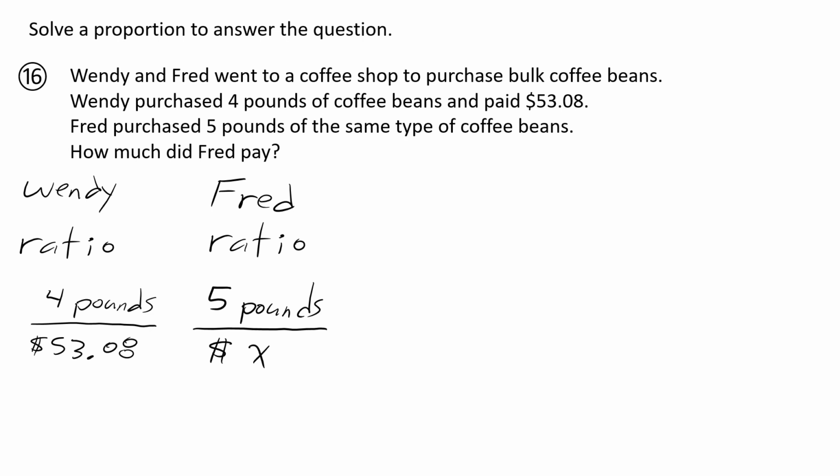You can choose what you want to do. If you want to put pounds over dollars, put pounds over dollars. You want to put dollars over pounds, put dollars over pounds. But you have to be consistent, right? However you set up Wendy's ratio, you have to use the same format for Fred's ratio. And notice, since I don't know how much money Fred is going to pay, I'm using X.